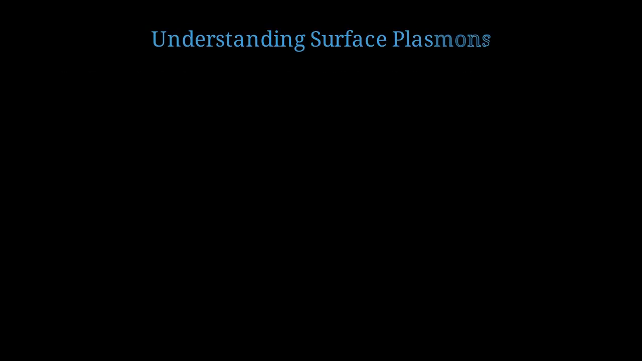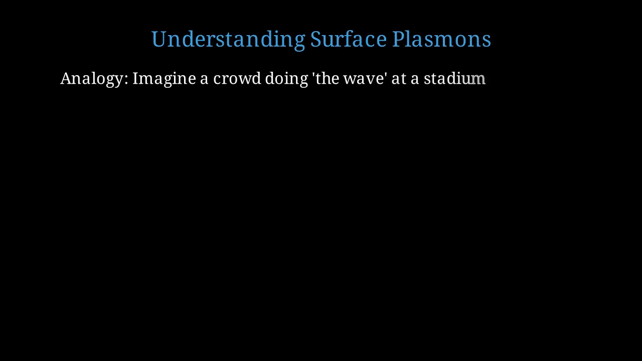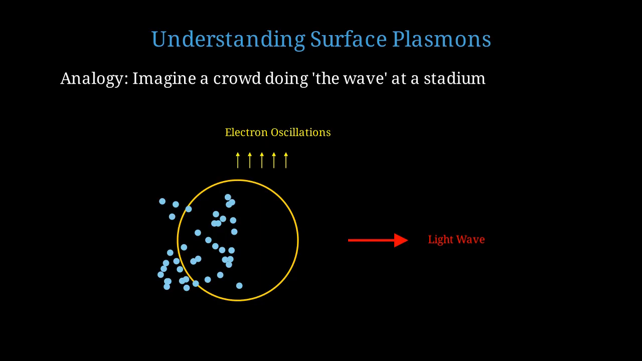To understand hotspots, we first need to understand surface plasmons. Let me give you an analogy. Imagine a crowd doing the wave at a stadium. Individual people stand up and sit down in coordination, creating a traveling wave pattern. This is similar to how electrons behave in a metal. Here we have a metallic nanoparticle represented by this gold circle. The blue dots are conduction electrons. When light hits the particle, it drives these electrons to oscillate collectively, creating a localized surface plasmon.